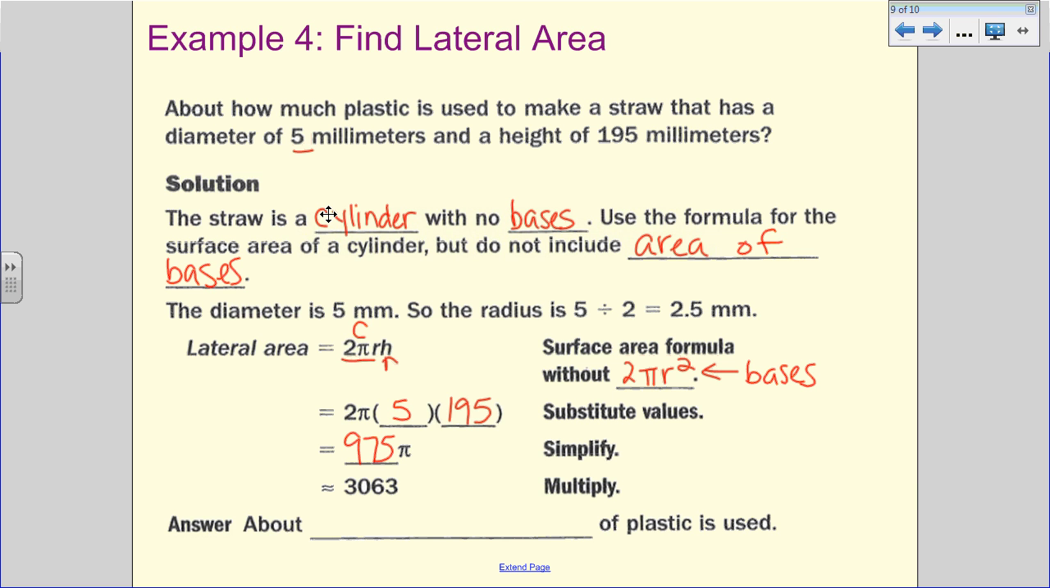And so if I go to my calculator and do 975 times pi, we get about 3,063.1. And this is area still, so it's millimeters squared. All right, so about 3,063.1 millimeters squared of plastic is used.